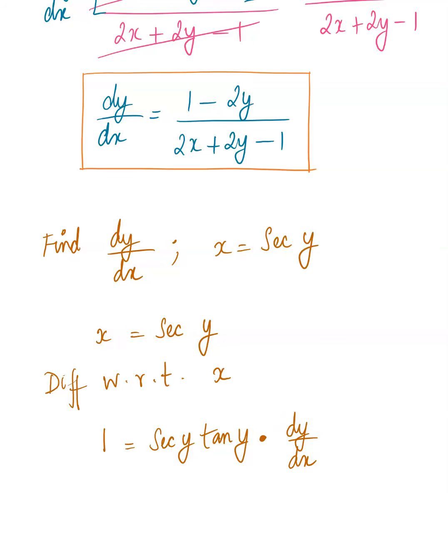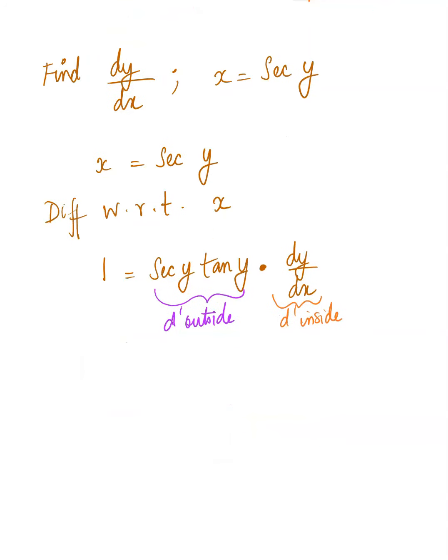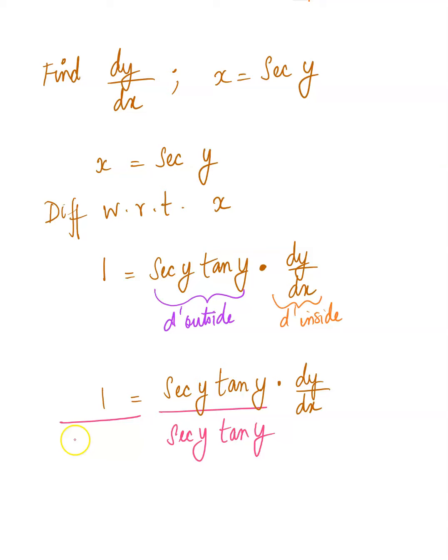And it's been a long time since I wrote this explicitly outside, so I'll just write this as derivative of the outside, derivative of the inside. Now we need to get dy over dx by itself. So 1 equals... of course divide both sides by secant y tan y, which is what we need to get rid of to get dy over dx. In this case it's already on the right side, so you don't have the need to bring it to the left.